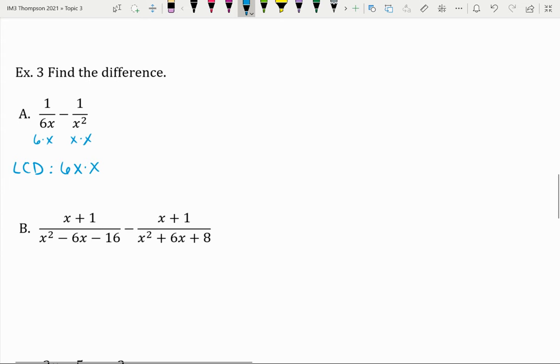Then I check. Does my least common denominator have everything from the left-hand side denominator, 6 and x? Yes. Does it have everything from the other denominator, x and x? Yes.